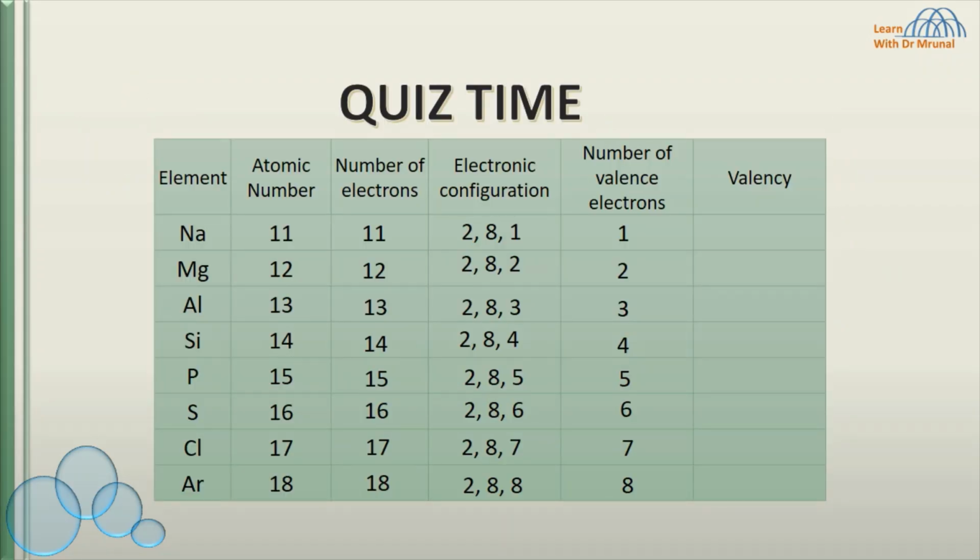So one more quiz for you. Now you have to tell the valency of these elements. Sodium, tell me what is the valency of sodium? Its valency is 1. Can you tell me why the valency is 1? Its valency is 1 because sodium can lose 1 electron to complete its octet. Magnesium, its valency is 2. It can lose 2 electrons to complete its octet.